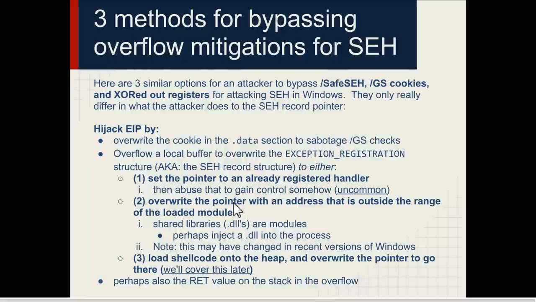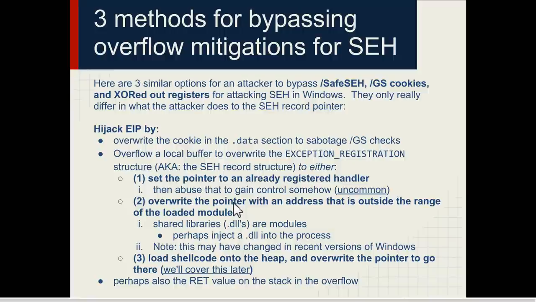So the three methods for bypassing the overflow mitigations for SEH to hijack EIP are mainly comprised of, first, you override the cookie in the .data section to sabotage those GS stack cookie checks. Then you overflow the local buffer in whatever function you're attacking to overwrite the SEH record structure. Specifically, it's called the exception registration structure. And you want to do one of three things.